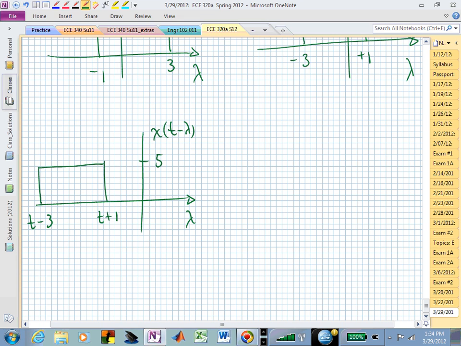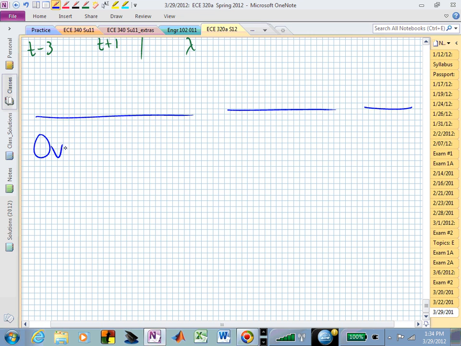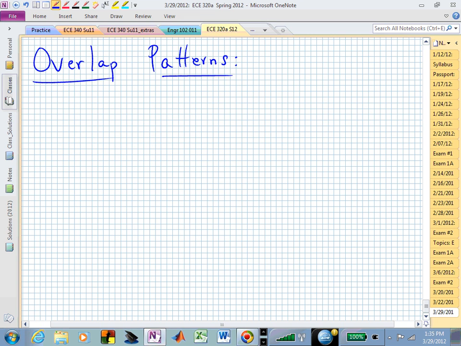Now, what we want to do is figure out the different overlap patterns. So now we've already done the flipping, but we haven't slid yet. We're going to move t from minus infinity, or as far to the left as we need, up through plus infinity, or as far to the right as we need. Now what we want to do is figure out our overlap intervals and our integration limits. Now we need to look at the overlap patterns that exist.